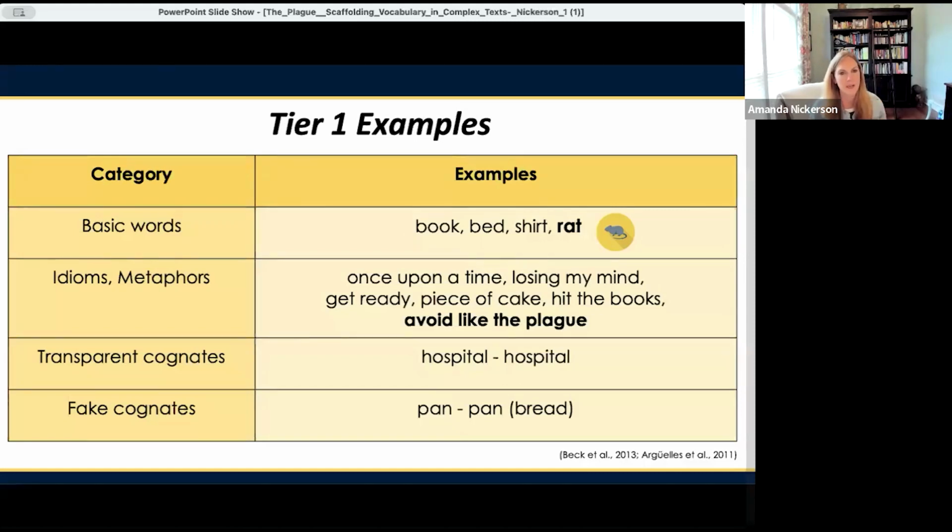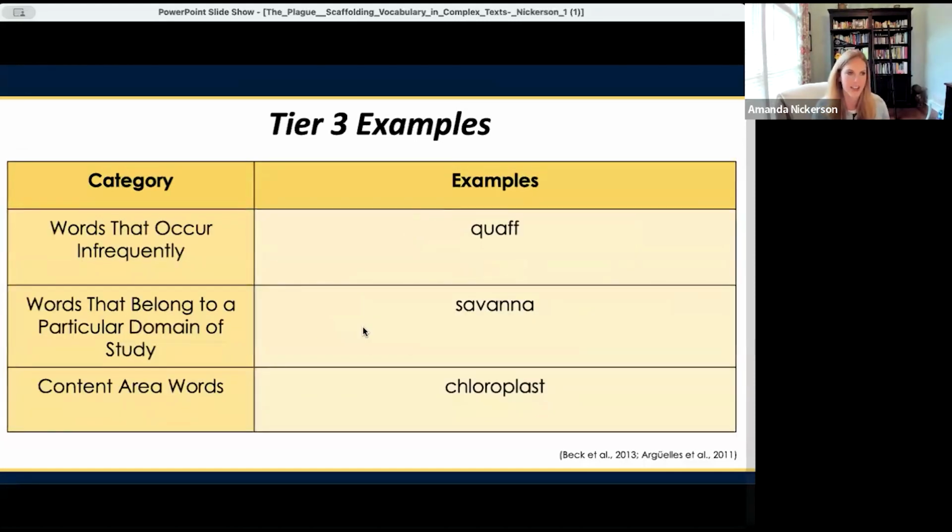But typically we don't need to spend a lot of time on tier 1 examples. Now I'm jumping right to tier 3 examples because these are other words that we might use a little more infrequently depending on our intent for reading. In the content area, these are very heavy, right? And we're going to probably select even more tier 3 examples if we're reading a social studies text or a science textbook or something like that. But they're generally words that occur a little more infrequently, like quaff.